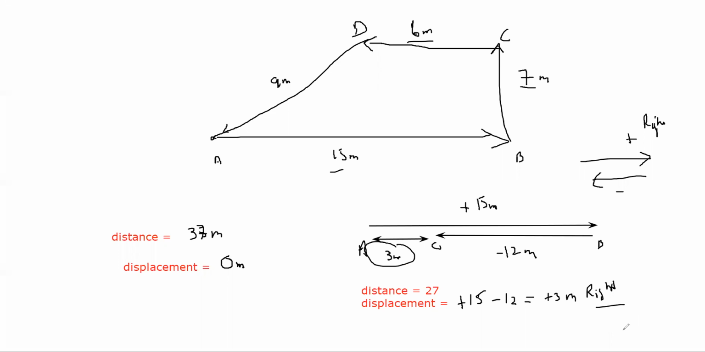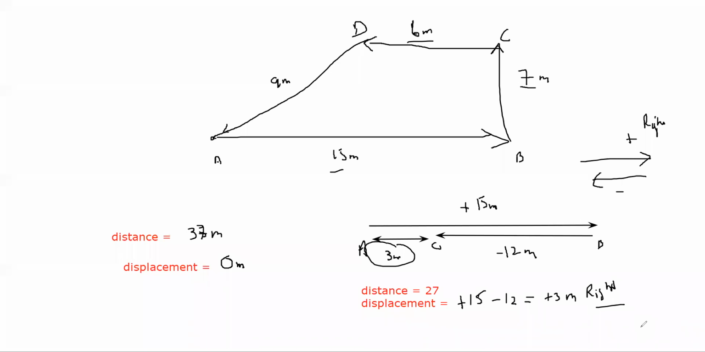Sir, for the distance that is 15 meters, it is in the right direction, right? Yeah, but distance is a scalar quantity, and for a scalar quantity we don't specify a direction, we just add their magnitudes, the number. No sir, I'm talking about the displacement.